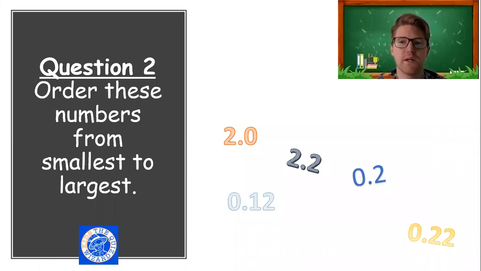Question 2 is a maths question. So we've got some decimals here. 2.0, 2.2, 0.2, 0.12 and 0.22. Order these decimal numbers from smallest to largest. There's different methods that you can use, and I'll go through one with you later. But perhaps just try and put them into a column.